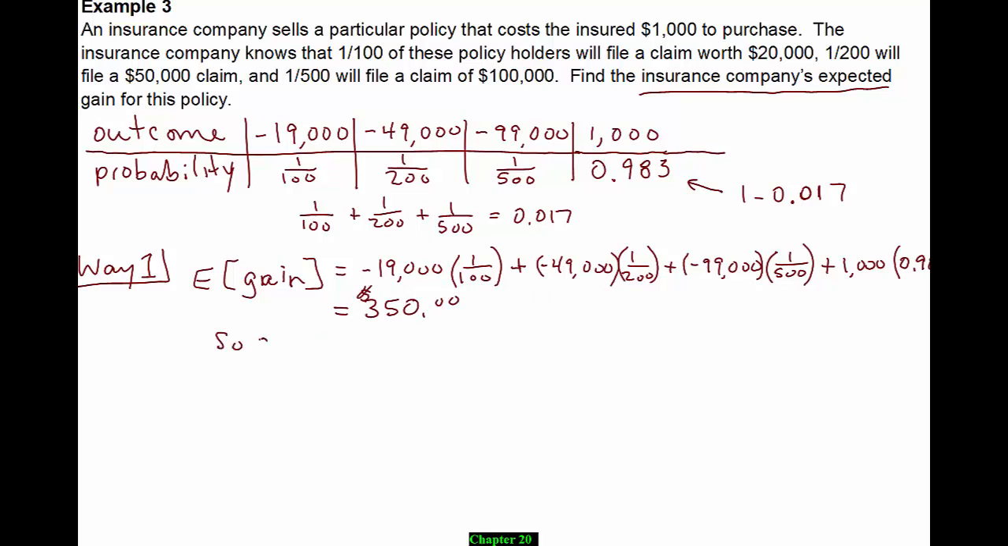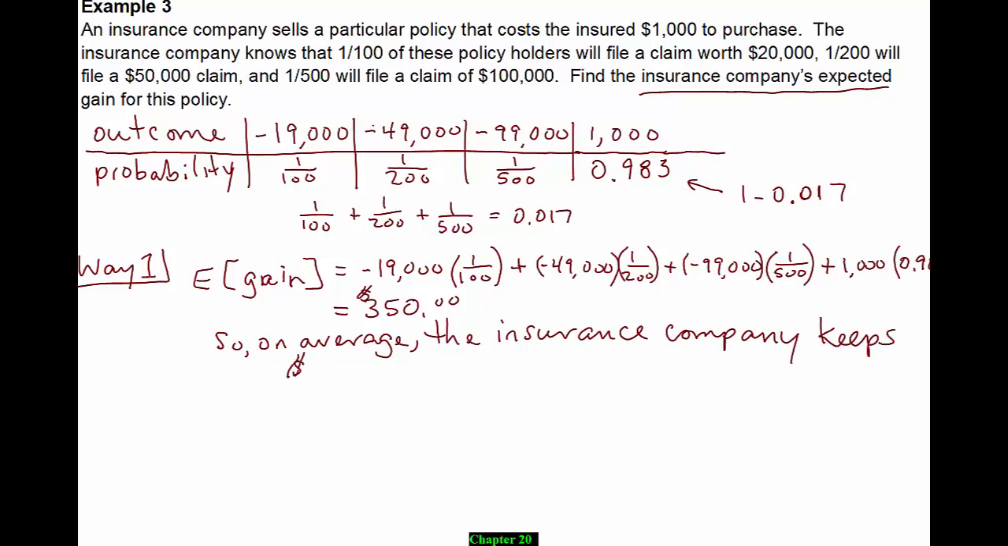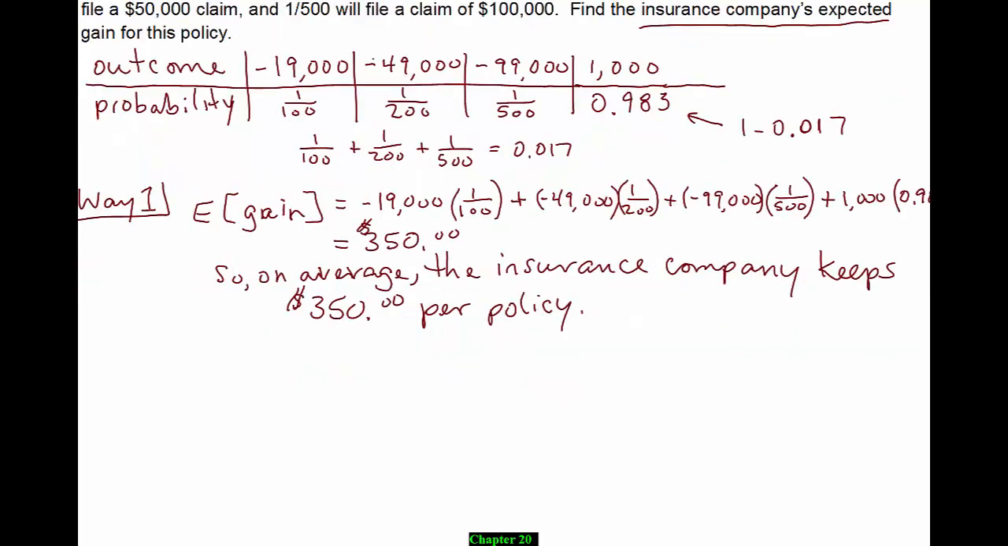So on average, the insurance company keeps $350 per policy. That's the way we interpret our expected value. In the long run, for each policy they sell, they can expect to make $350. Now we'll compute this using way 2.